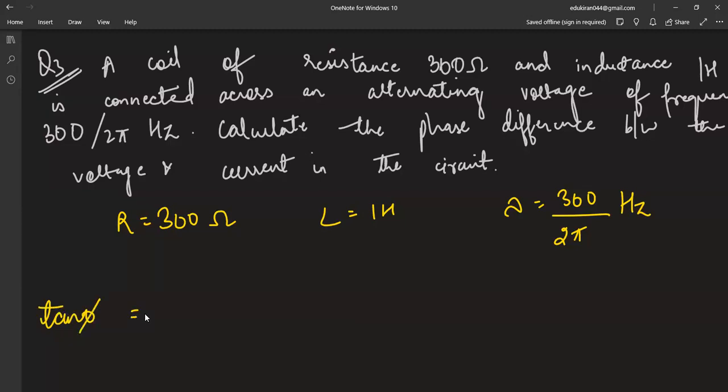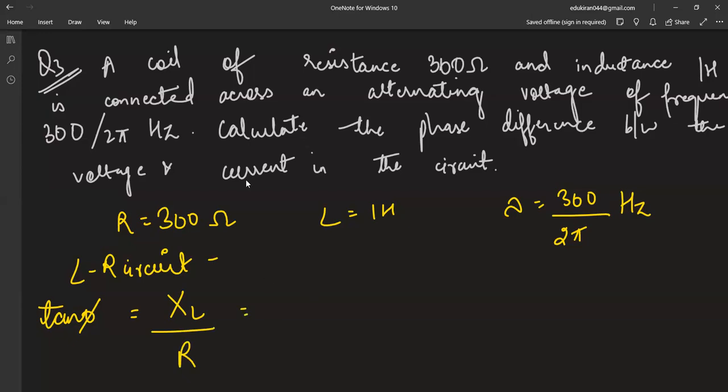Now see, tan phi is what? Which type of circuit is this? See, resistor is connected and inductor is connected. There is no mention of capacitor. So this is an LR circuit, right? So tan phi is equal to XL divided by R.